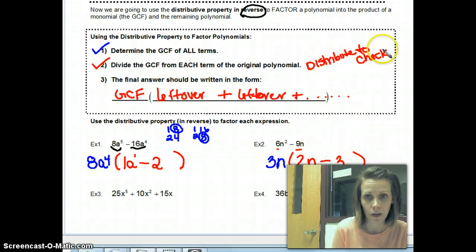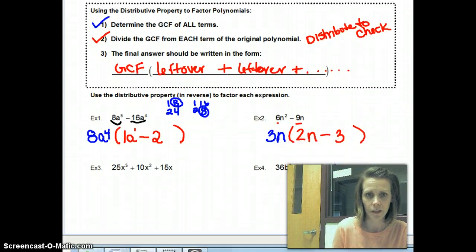Remember, if you care about your grade, I would double check and see if you got it right. 3 times 2 is 6. N times n is n squared. Got it. Minus 3 times 3 is 9. N times nothing is n. So we got it. All right? I'm going to try one more with you, and you're going to try the last one on your own.